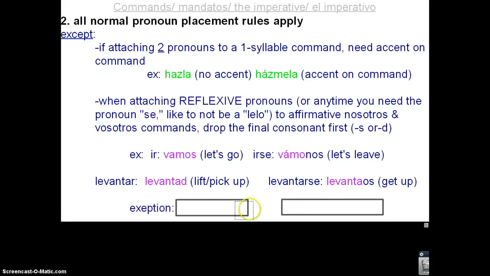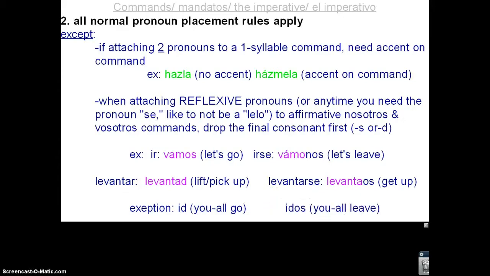And one exception to this rule being drop the D before adding os, is ir again. Ir always has to be difficult. So the affirmative vosotros command is just id of ir, but if I want to use the affirmative vosotros command of irse, it keeps the D. It should be gone, but that's what makes it an exception. I take id and add the os.